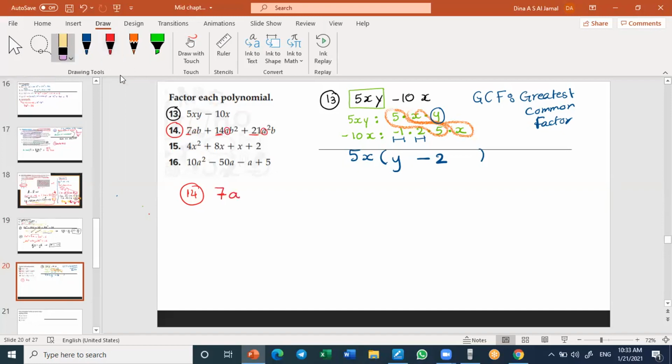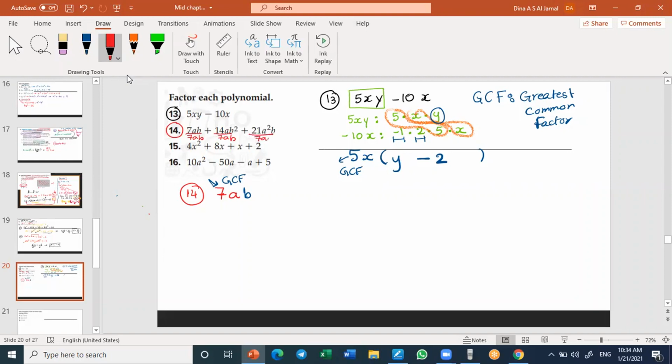Now let's look at the others. Here I have b, I have b squared, I have another b. That means I can take b outside. So this is my GCF and this is my GCF again. So to find the remaining terms, I will take my GCF and divide by it in all the terms.